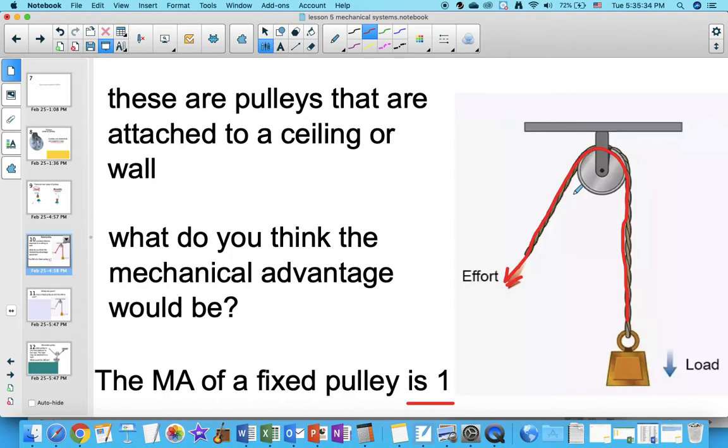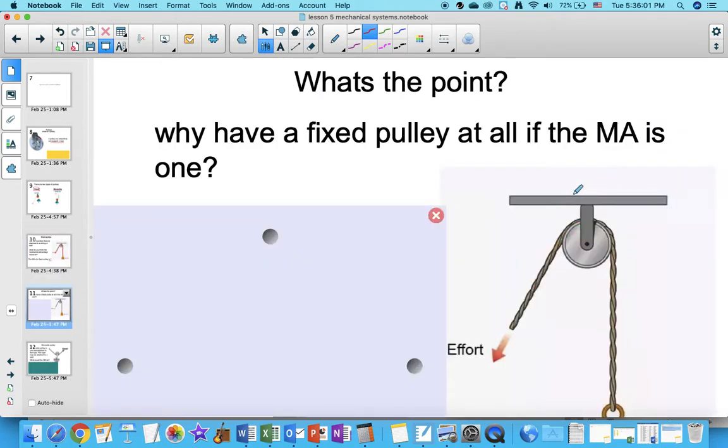Well, if you remember from our previous lessons, a mechanical advantage shows how effective the machine is at multiplying the force you put in. So if you had a mechanical advantage of 2 or 3, what that means is the machine multiplies the force you put in by 2 or 3. Well, if you have a mechanical advantage of 1, doesn't that mean that the force you put in is the same as the machine puts out? Yeah. So what the heck's the point?